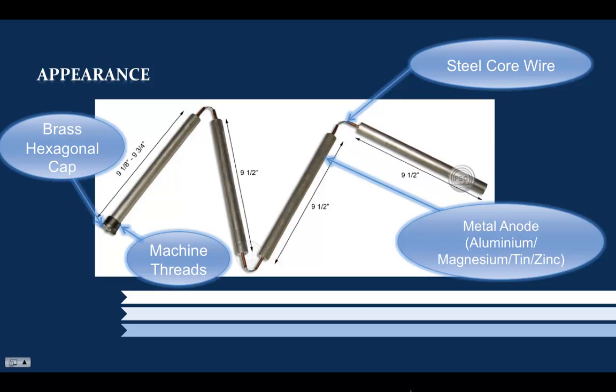This image shows the components of the sacrificial anode rod. The machine threads allow the anode rod to be screwed into the water heater tank, while the cap seals it to the water heater tank. And then we have the steel core wire and the metal rod.